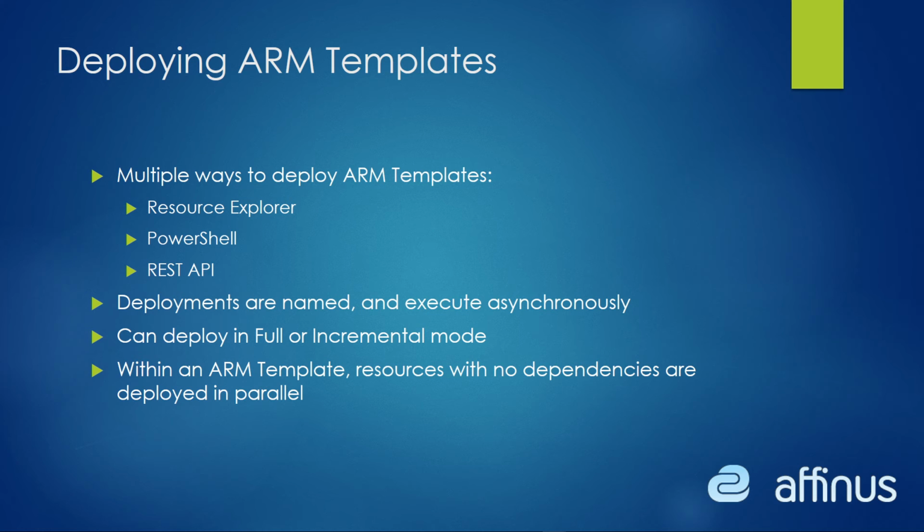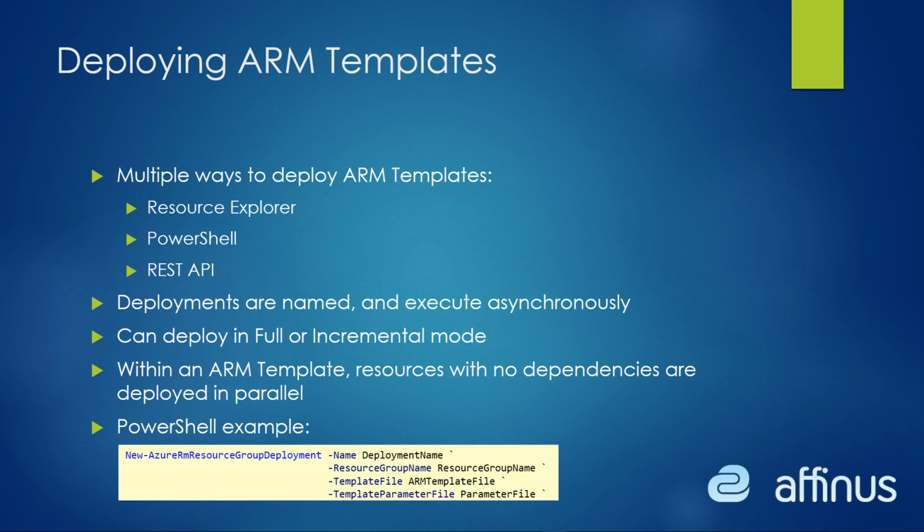And within an ARM template, resources with no dependencies are deployed in parallel, whilst those that have a dependency are deployed in sequence. An example of using the PowerShell commandlet is using the New-AzureRmResourceGroupDeployment commandlet, and we pass it in the name of a deployment. That can be any name as long as it's unique.